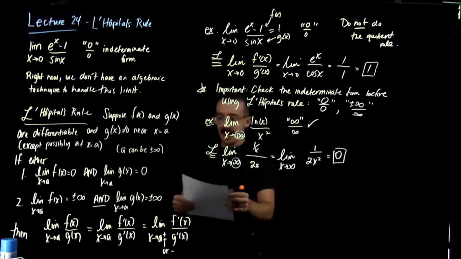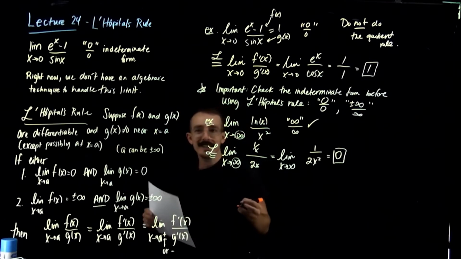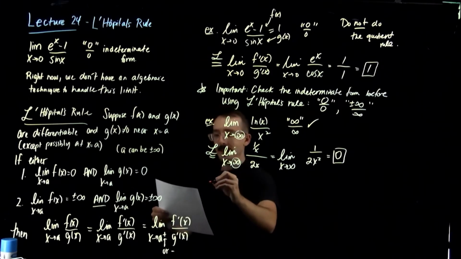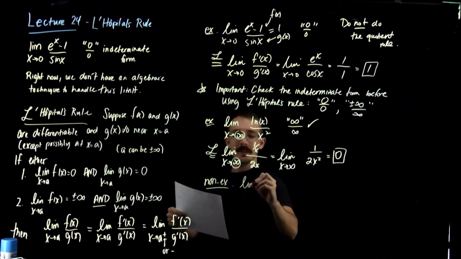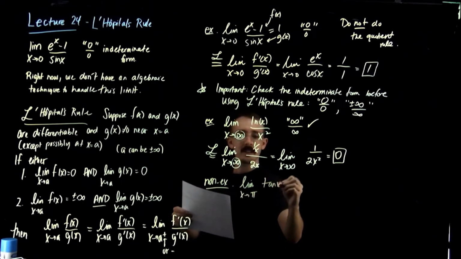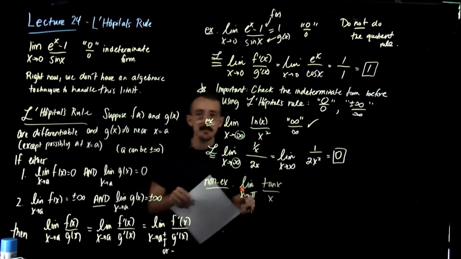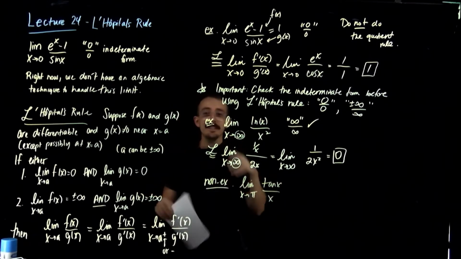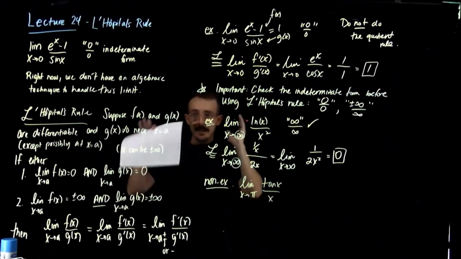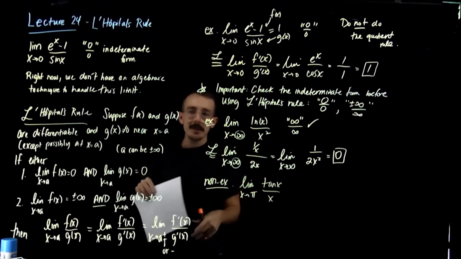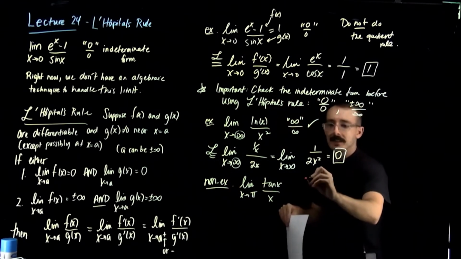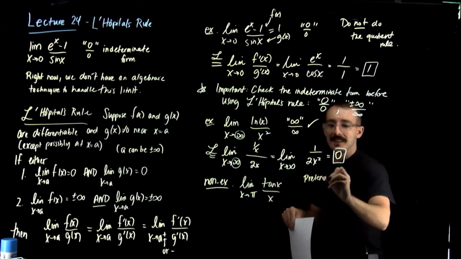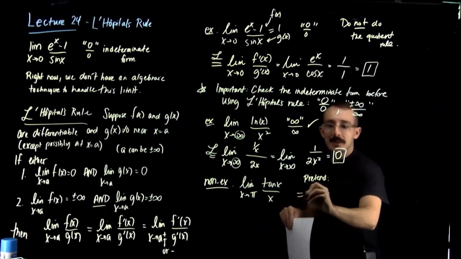Let's take a look at something you might not use L'Hopital's rule for. So this is, I'm going to call it, a non-example. Here you have the limit as x goes to pi of tangent of x over x. So let's say I just had tunnel vision on the exam. I'm like, oh, that's got to be L'Hopital's rule. I haven't seen one yet. You just immediately did it. So let's pretend. So this is us pretending. Okay? I'm going to use L'Hopital's rule.